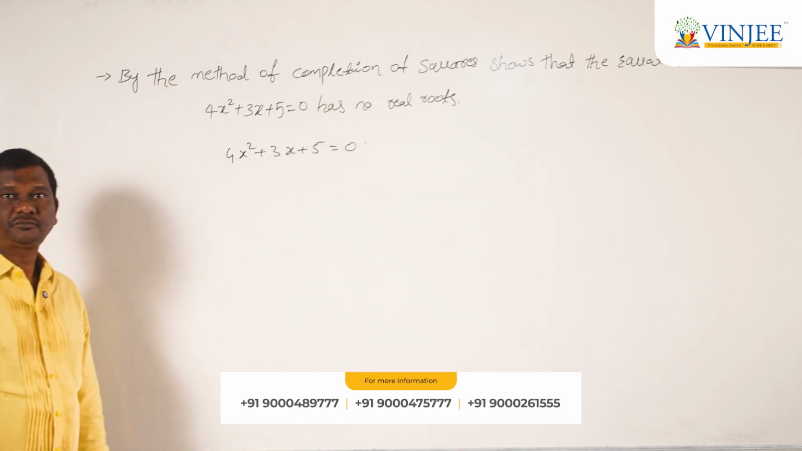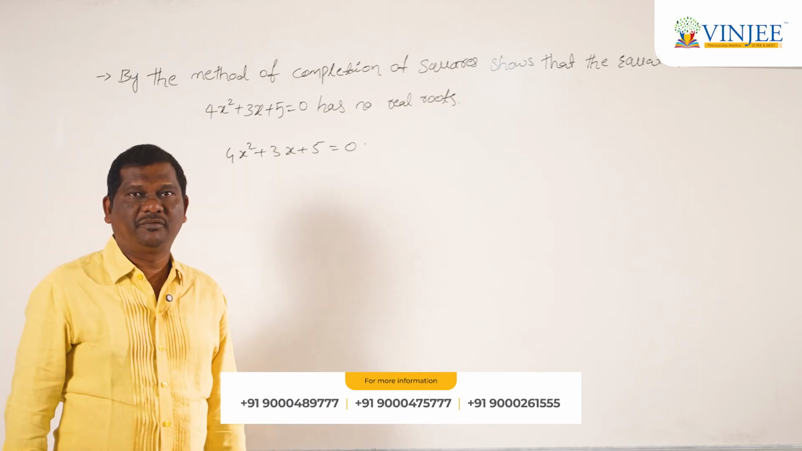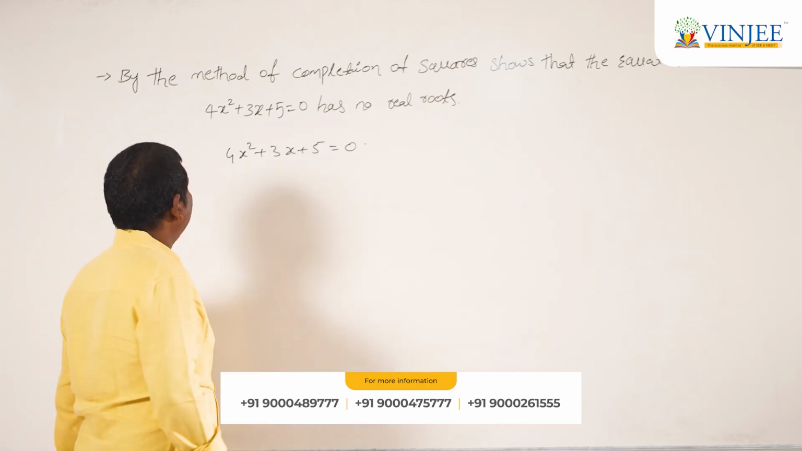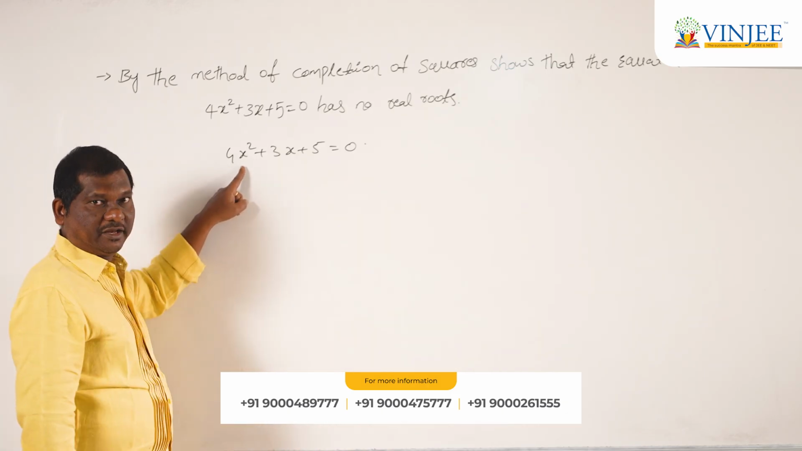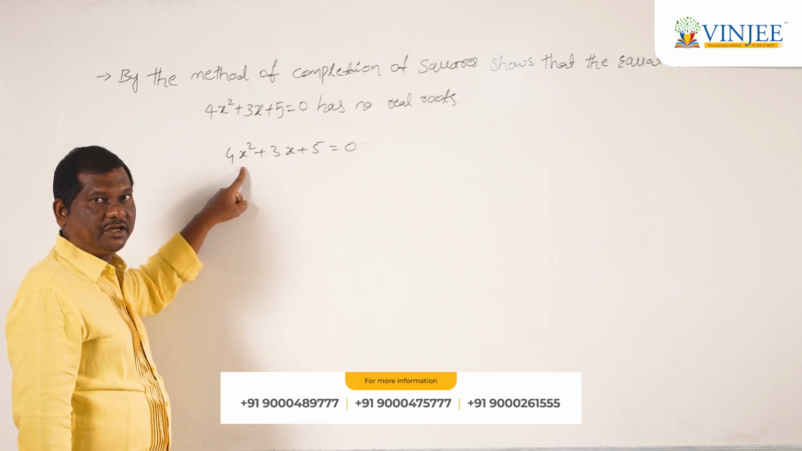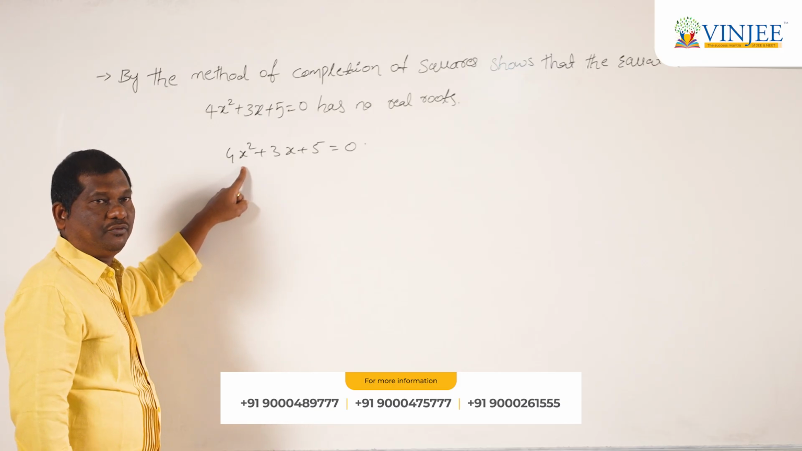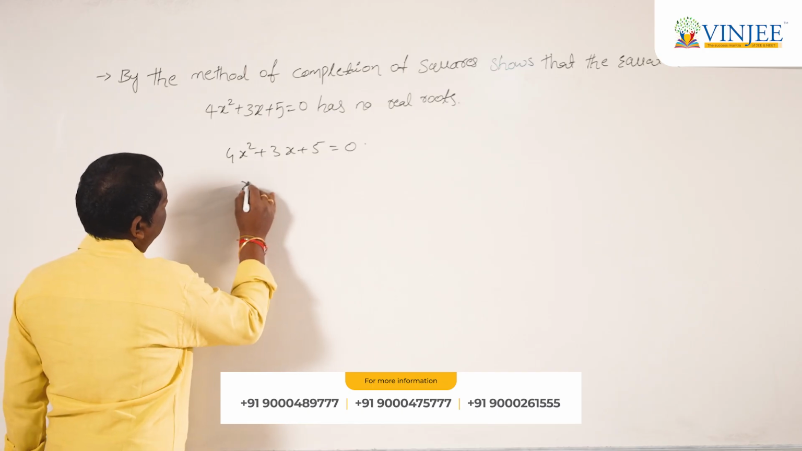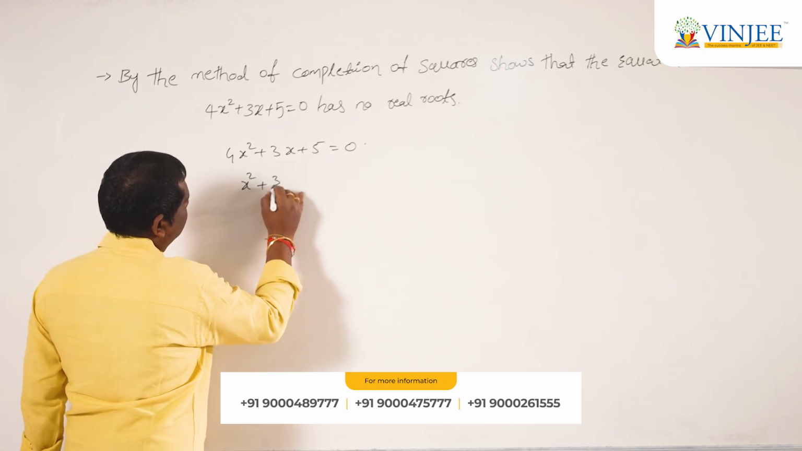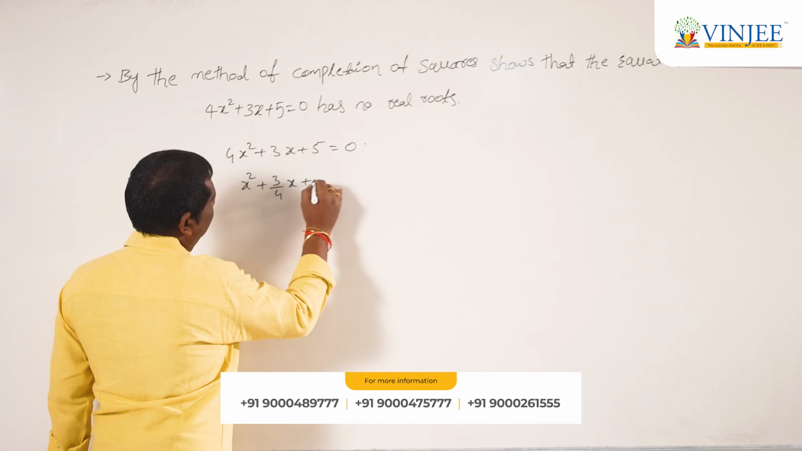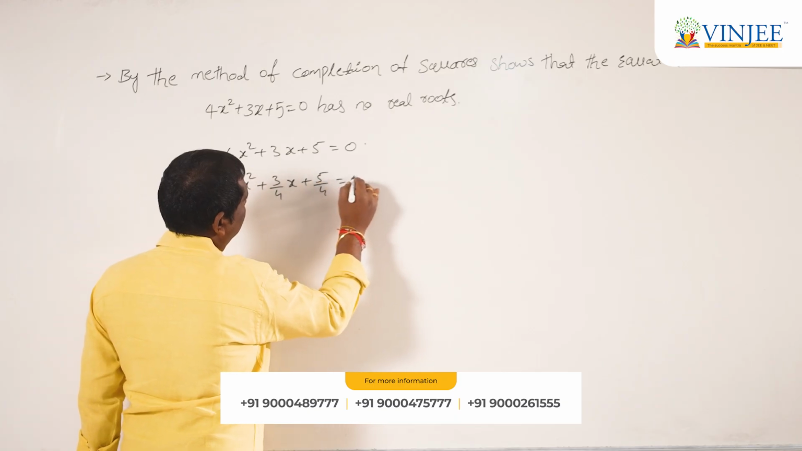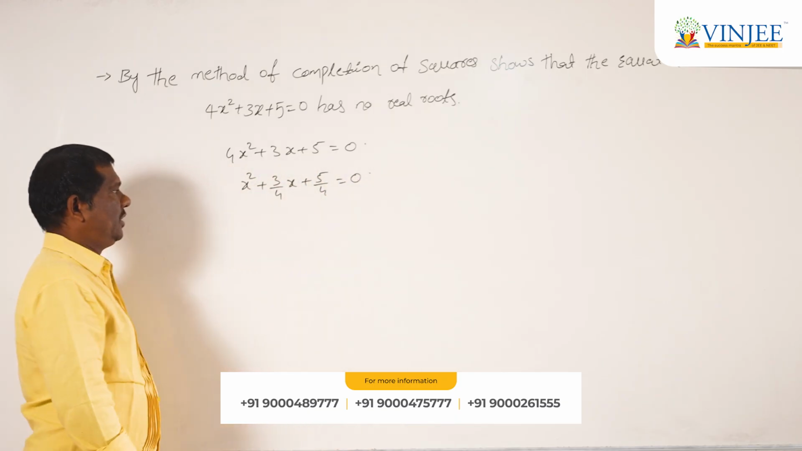Now here, to write in the form of a perfect square, make the coefficient of x square equal to 1. Therefore, divide this equation by 4. If I divide this equation by 4, x square plus 3 by 4 into x plus 5 by 4 equal to 0.